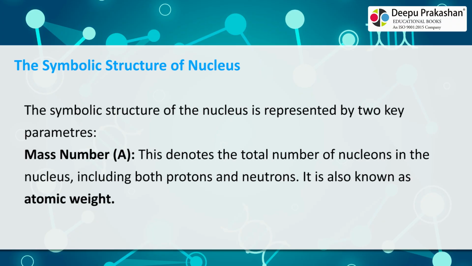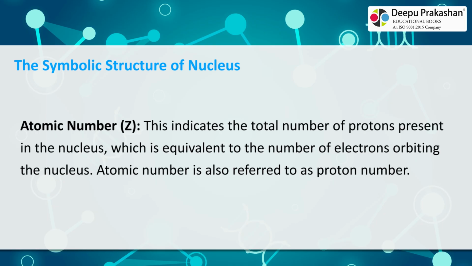The symbolic structure of the nucleus is represented by two key parameters. Mass number, A: this denotes the total number of nucleons in the nucleus, including both protons and neutrons. It is also known as atomic weight. Atomic number, Z: this indicates the total number of protons present in the nucleus, which is equivalent to the number of electrons orbiting the nucleus. Atomic number is also referred to as proton number.